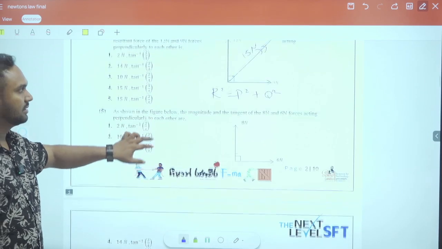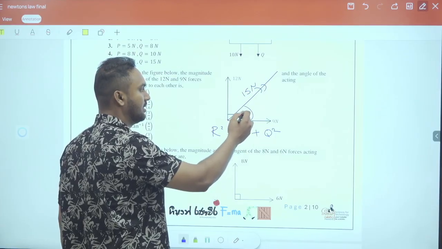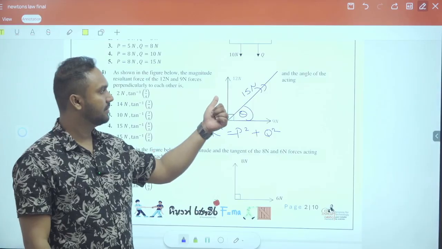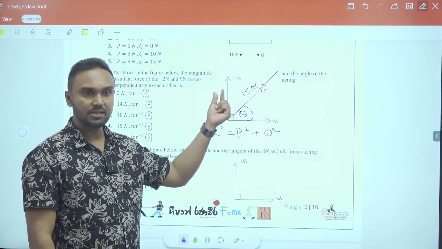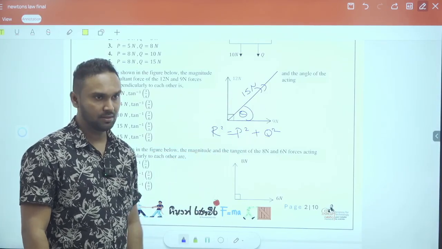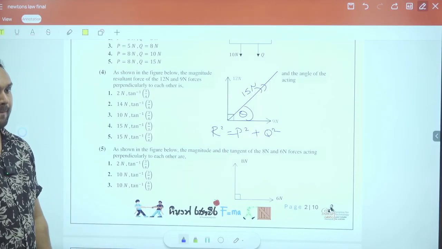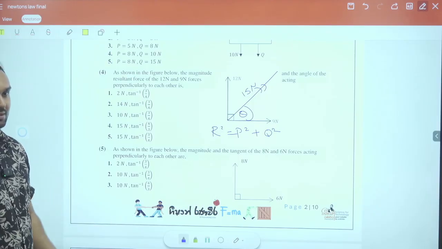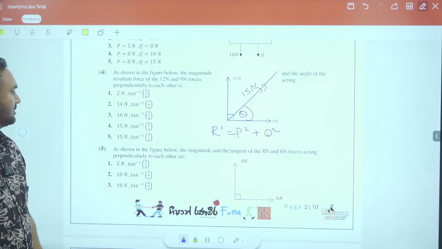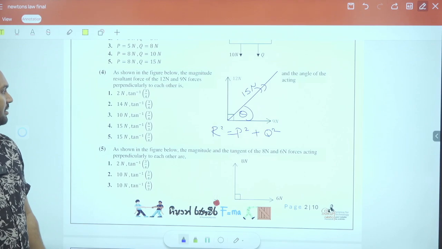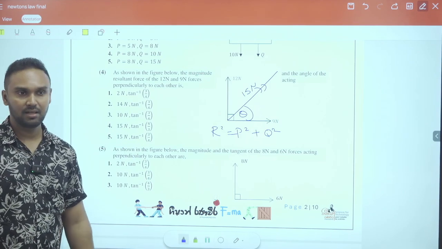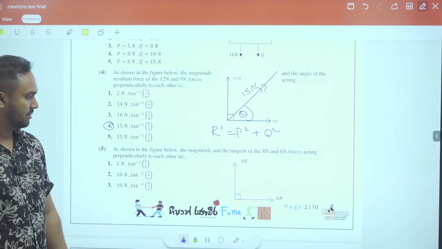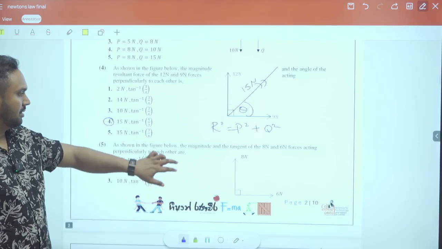And the angle is this. And how do you calculate it? Tan theta equals p over q. Now p is 9 Newtons, q is 12 Newtons. So 9 over 12 is what? 3 over 4. Is it 3 over 4? Or 4 over 3? 4 over 3, right? So what is the answer? 15 Newtons, 4 over 3, tan inverse, right? The answer is 4. Got it?